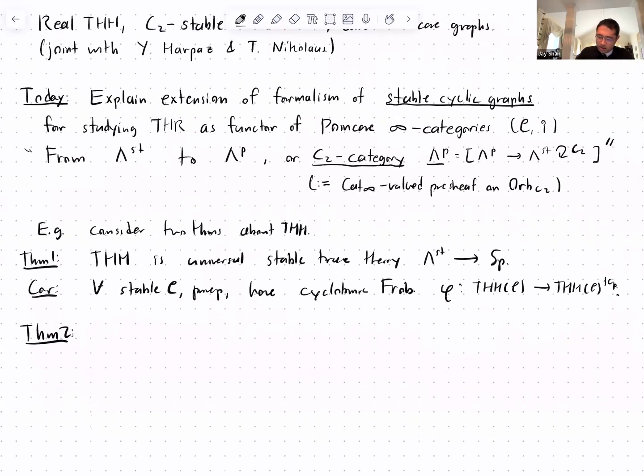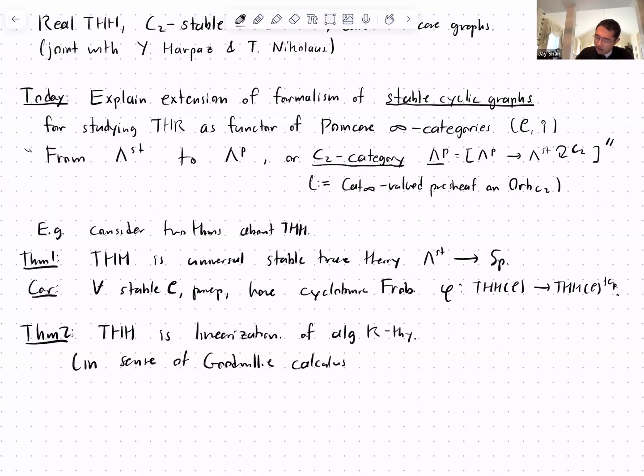Theorem two, sort of in a somewhat different direction, is that you can make precise sense of the adage that THH is a linearization of algebraic K-theory, where here I mean, of course, in the sense of Goodwillie calculus. So implicitly here, I'm thinking of computing the tangent bundle of stable infinity categories. And this will turn out to be stable cyclic graphs on one vertex. Rather, it does turn out to be.